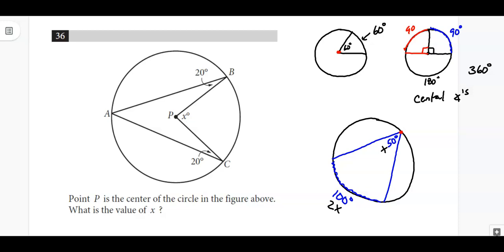So what I'm going to do here, I can see that x should be the exact same as this arc here, because it's a central angle. This is right here in the middle. But I have a couple other clues that I can use here.